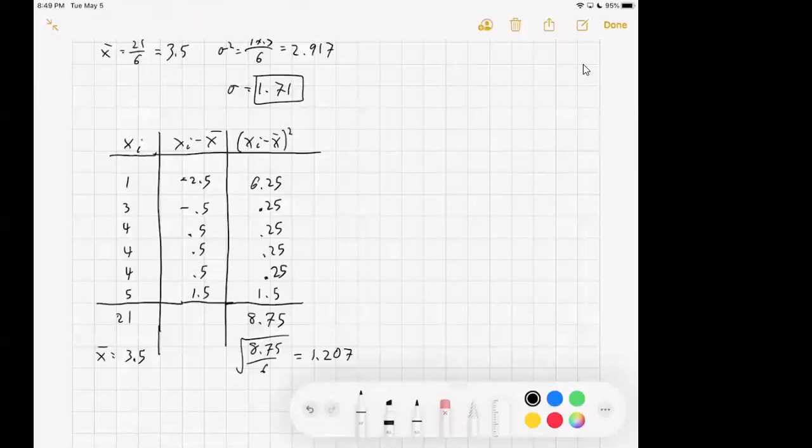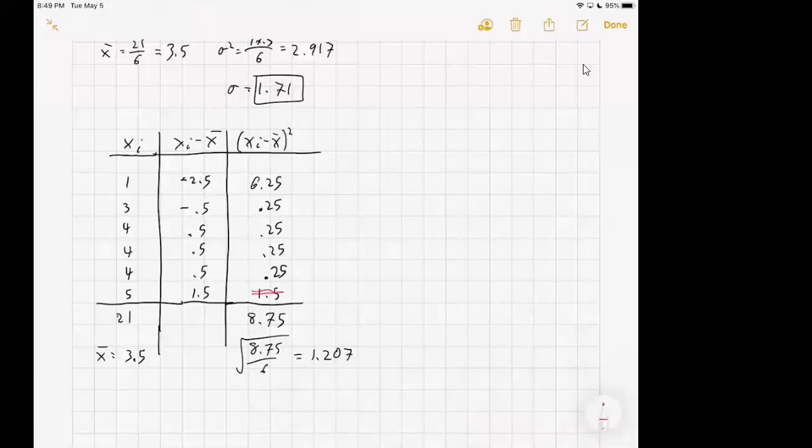As I suspected, there's a slight error in here. I found these before. I forgot to square this last one. So when I square 1.5, I get 2.25, and therefore this number here should have been a 9.5. And let me just scribble that out. And when I take the square root of 9.5 over 6, I end up with 1.258 instead of what I had before.